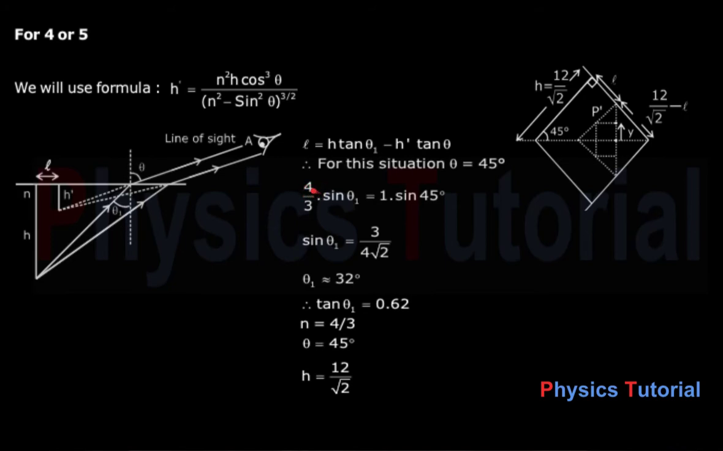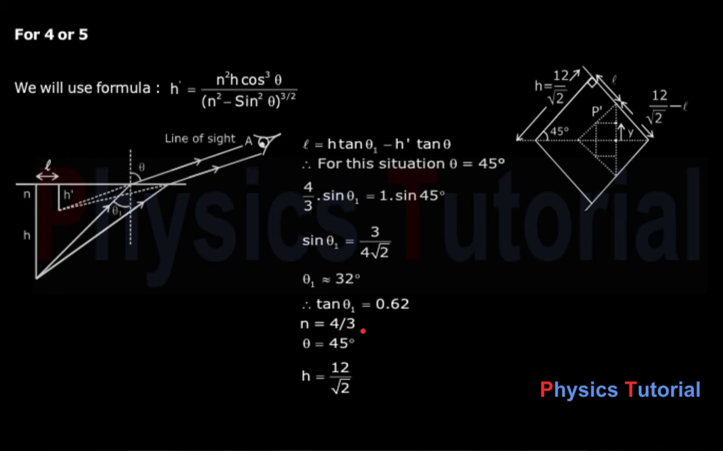So we are writing over here 4 by 3 as 1 sine theta 1, with respect to air. So that was theta 3 by 4, and now we have to write for here 4 by 3 into sine theta 1, because light goes from dense to rare this way. So sine theta 1 is equal to 3 by 4 root 2, and nearly this is the value 32 degree you can say, and that is tan theta 1, that is 0.62.